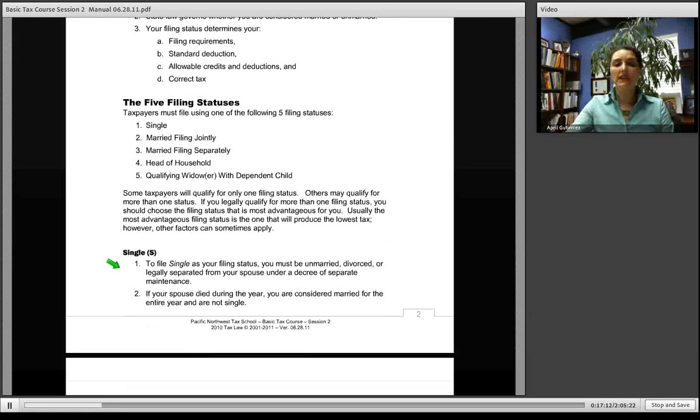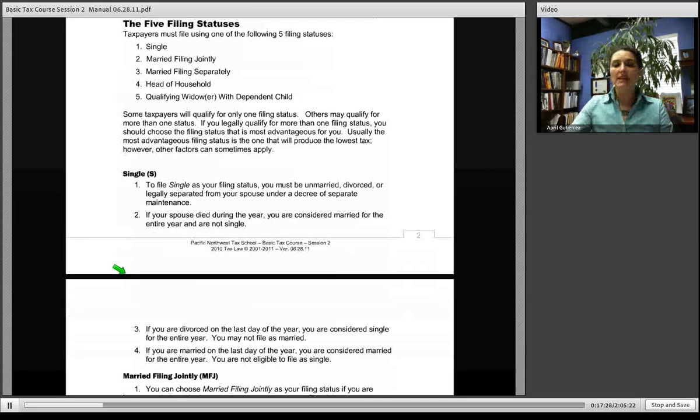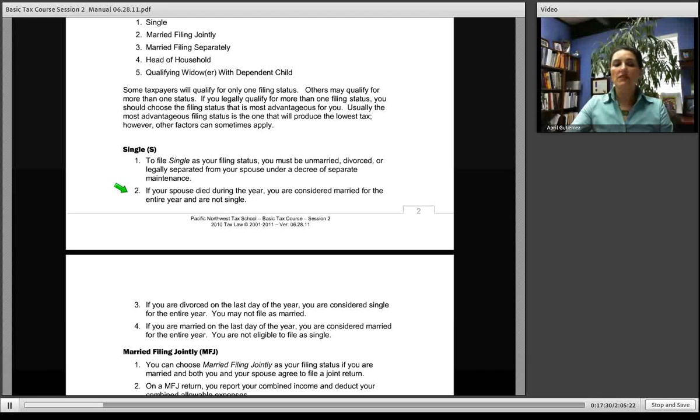The first filing status we're going to discuss is single. To file as single as your filing status, you must be unmarried, divorced, or legally separated from your spouse under a decree of separate maintenance. If your spouse died during the year, you are considered married for the entire year and you are not single.